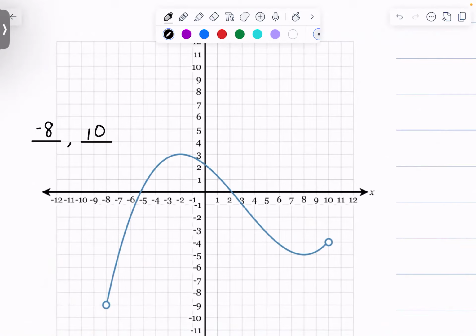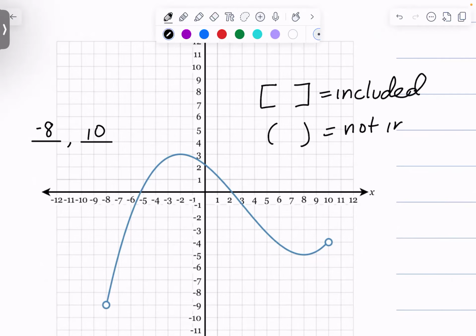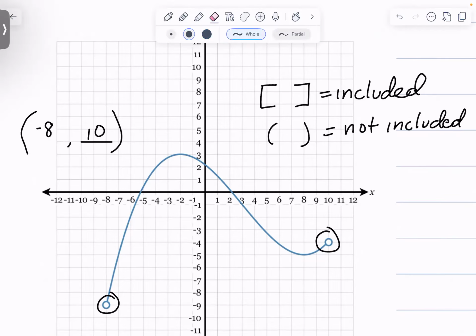brackets or parentheses included. If it's brackets, right, that means that it's included. And then if it's parentheses, it means that it's not included or excluded. So at that point, -8, is it included or excluded? Excluded or not included? So we're going to use parentheses. Same thing for 10 because of these open circles right here. Because of those open circles right there, they're not included. Right? So that's my domain, parentheses, -8, comma 10, close parentheses.